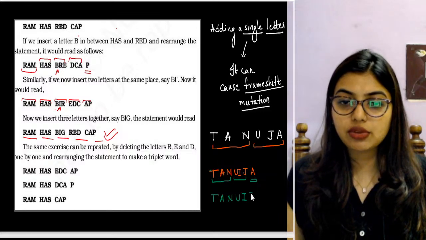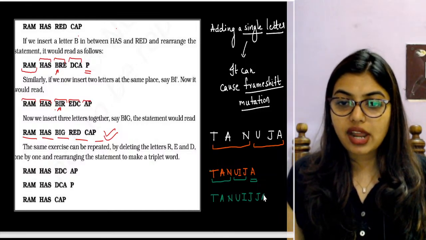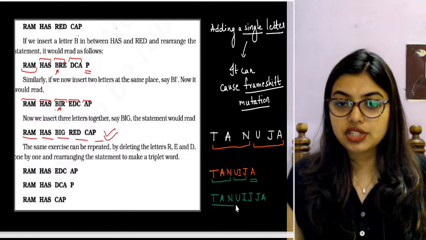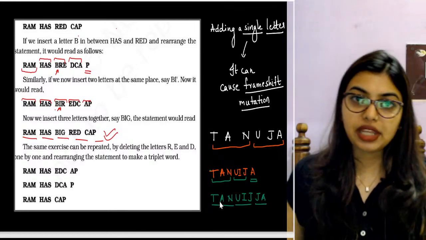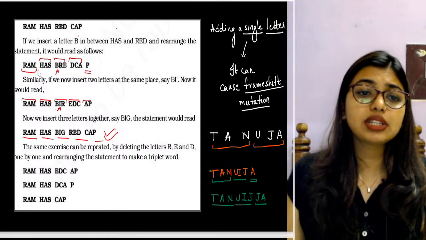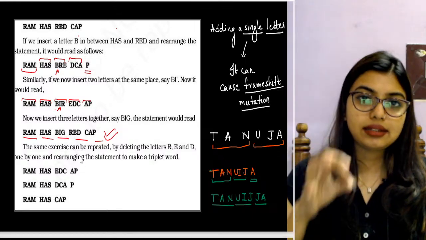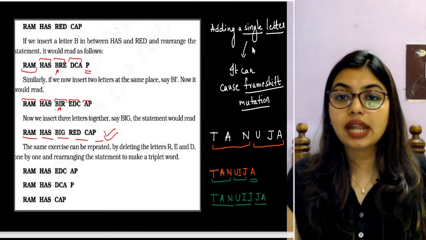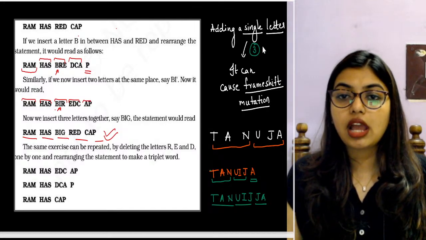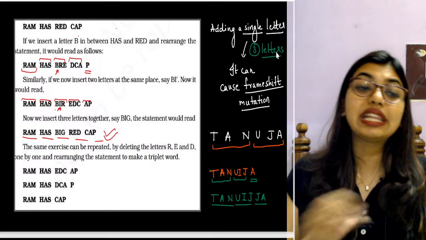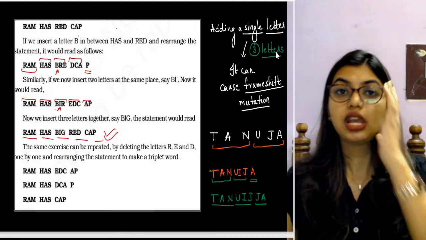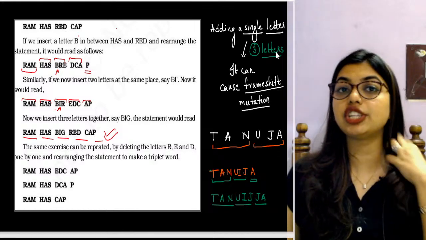But I'm just telling you, if I add a J, again it keeps changing. Yes or no? It keeps changing. So this will keep happening. Same thing, students: if I add a letter, I should make sure that I am adding up to 3 letters. If I'm adding up to 3 letters, then my reading frame will not change, because why?